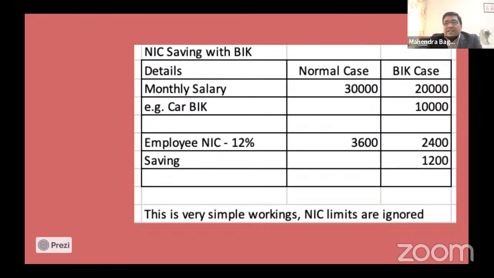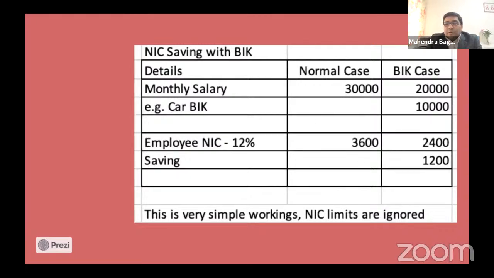say you are getting a 30,000 salary, which you are not taking any other benefits, and you're paying an NIC of 12%. I'm ignoring all the limits and thresholds and everything just for a simple calculation. You will pay 3,600 a year on NIC.